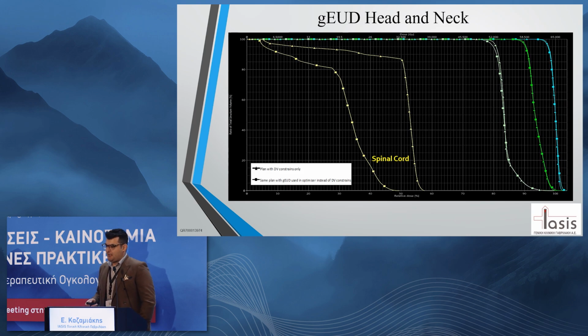gEUDs can be implemented in parallel and serial organs and targets as well. This is a 3-dose level head and neck SIB patient that we have planned traditionally and with the use of gEUDs. PTV coverage is similar. Spinal cord Dmax decreased massively.